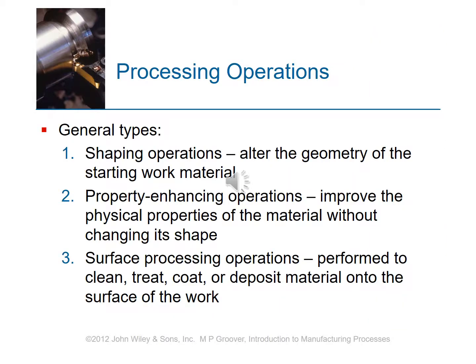Again, some more detail on processing operations. You've got the shaping operations. That's where you change the shape of the thing, the geometry, if you will, of the material. So you take a raw casting and start making it look like a finished good. Property enhancement operations. When you heat treat something, basically you're making the metal harder or more brittle, or more soft, whatever you want to do with it, but you don't change its shape. And then you've got the painting, the cleaning, the treating, coating onto the surface of the work, making it look good or preventing it from rusting, whatever that is.